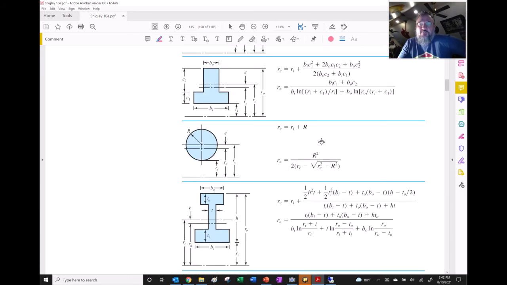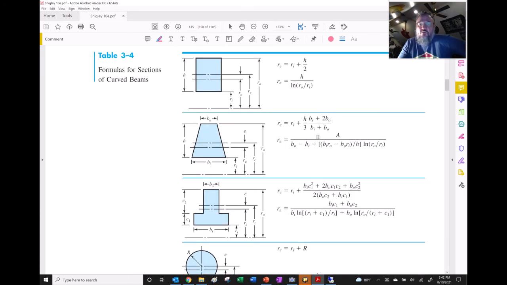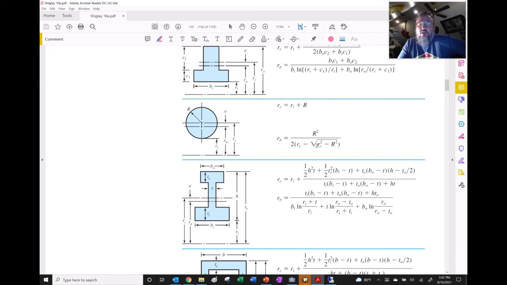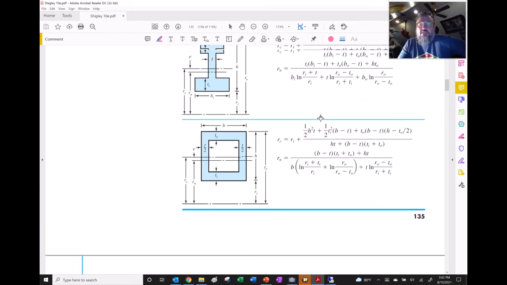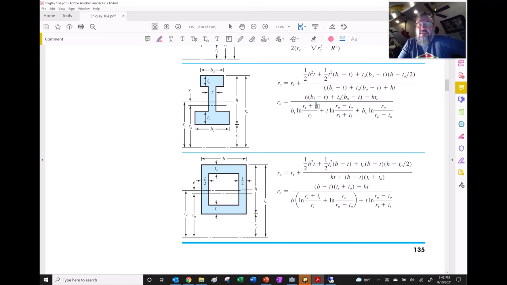Maybe we could go back up to the square. I think the square helps us know, and it's not the square that helps us. It's maybe this guy that helps. The Bi is the natural log of Ri plus C1. Yeah. I think it's this guy right there. That's the one that's wrong.